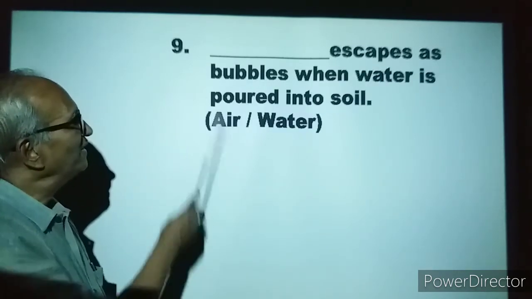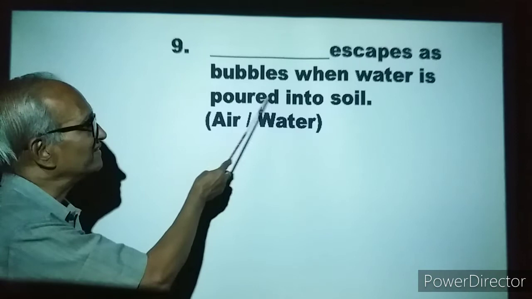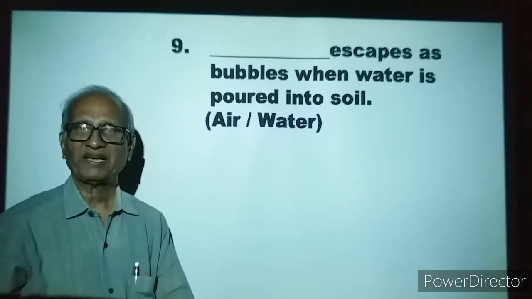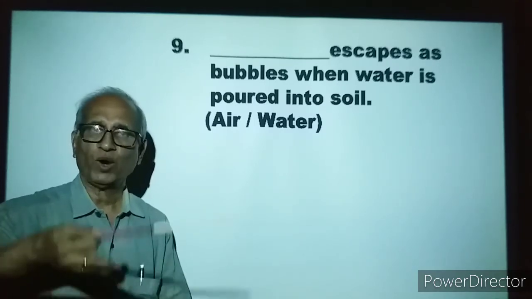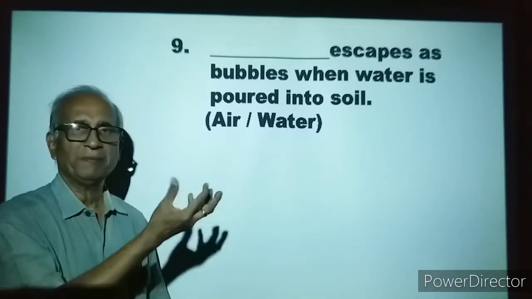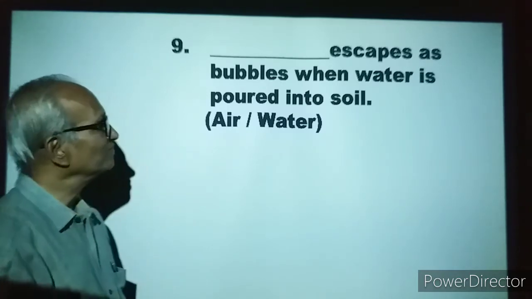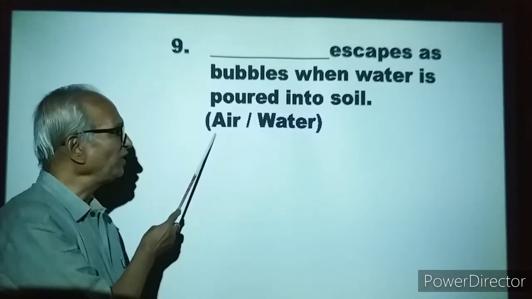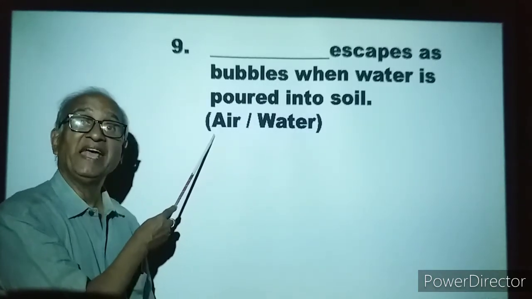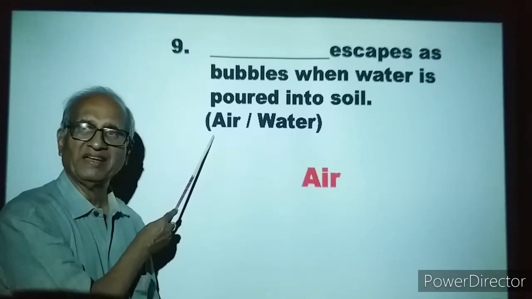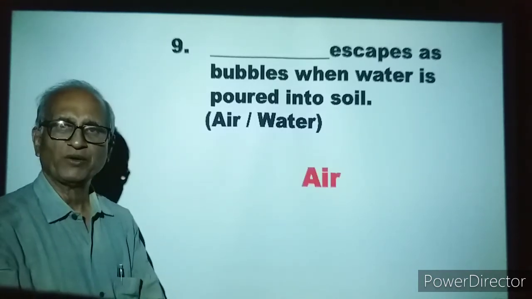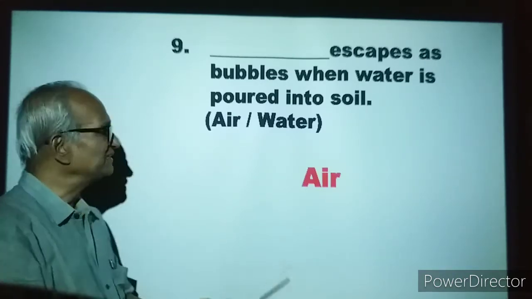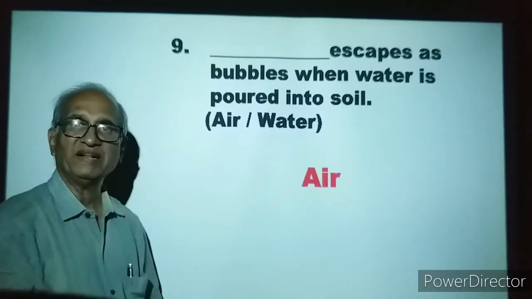Next. Dash escapes as bubbles when water is poured into soil. In a bottle or in a bucket, if you have soil and you pour water into that bucket, you see a lot of bubbles coming out. What are those bubbles? Are they made up of water or air? They are air bubbles. Do this experiment today. Take a bottle, put soil from your garden, then pour water into it and watch. You see a lot of bubbles coming out. They are air bubbles.